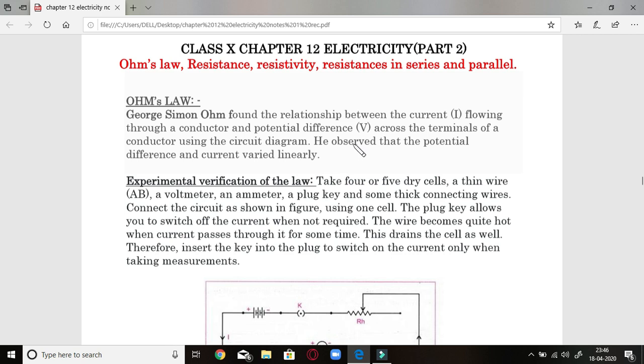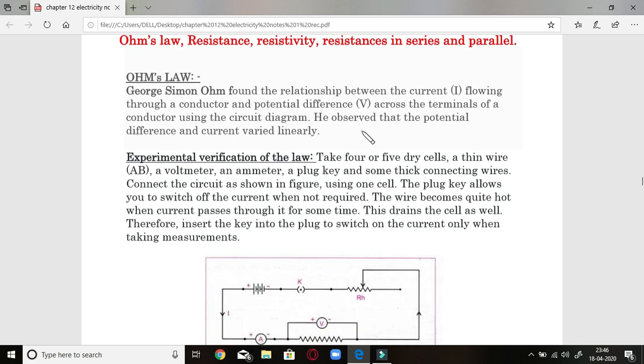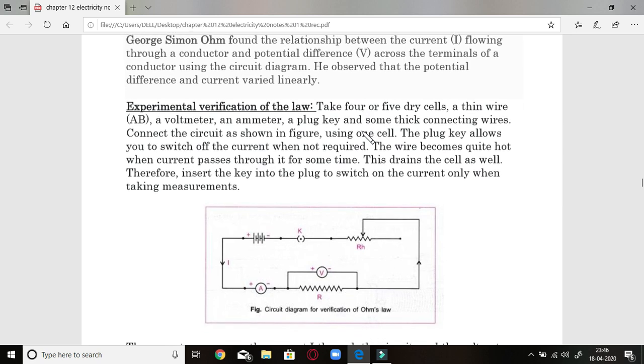So you know that, as in the earlier video we discussed, current I is measured by an ammeter, whereas potential difference is measured by a voltmeter. As you increase potential difference, the current will be more, and this bulb will glow brighter, as we have already discussed. This was observed by Simon Ohm, and he gave his experimental verification before the law was coined.